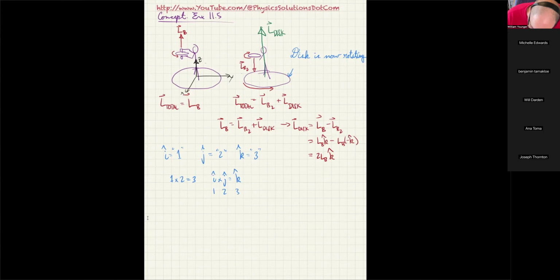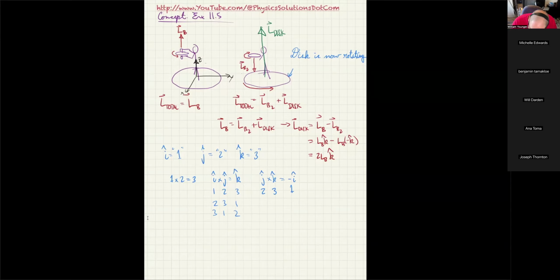If you instead say j hat cross k hat, notice that's 2 and that's 3. The only answer that wouldn't give me 0 would be 1 over here, but that is not a cyclic permutation of 1, 2, 3. The cyclic permutations of 1, 2, 3 are 2, 3, 1; 1, 2, 3; and 3, 1, 2. That's the only cyclic permutations. So this tells you that 2, 3 is going to have to be negative i hat.